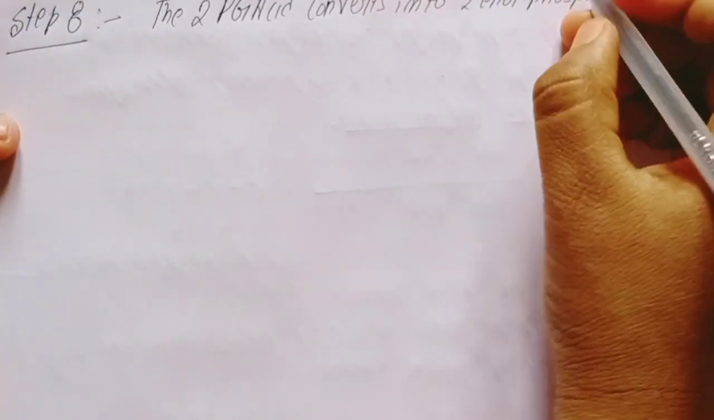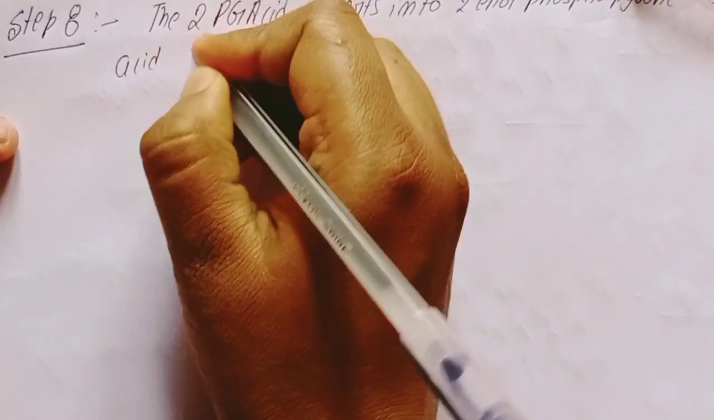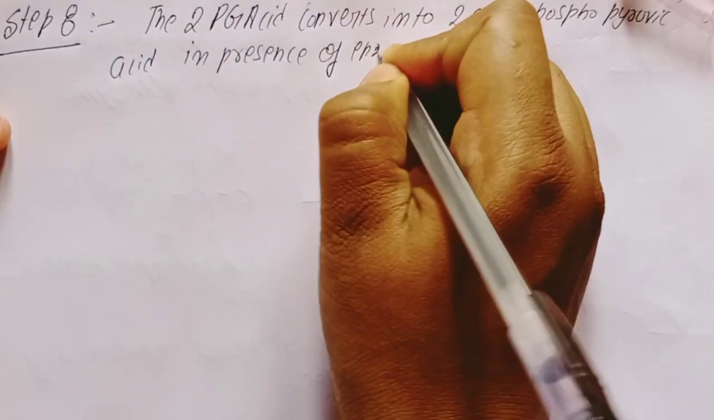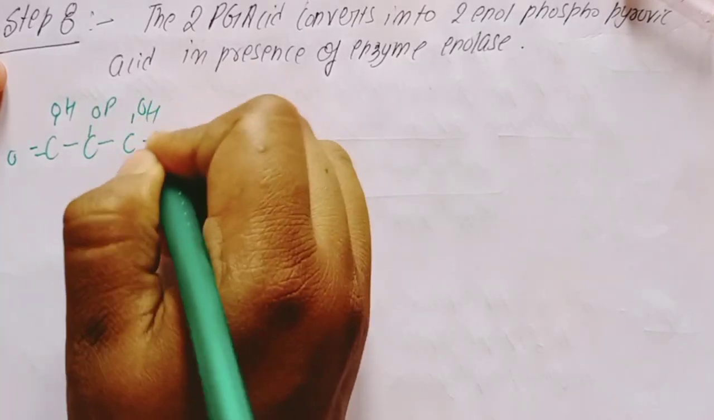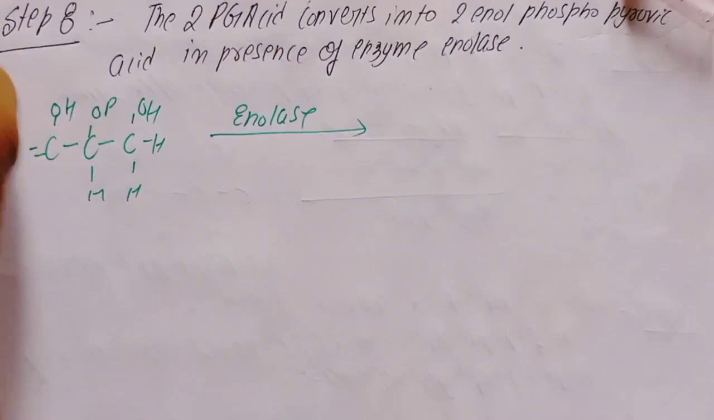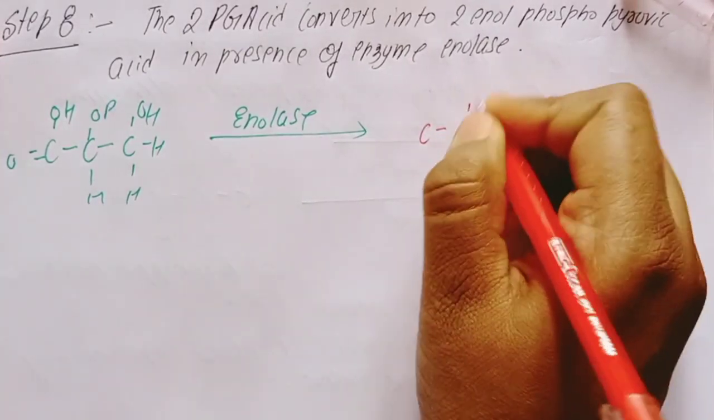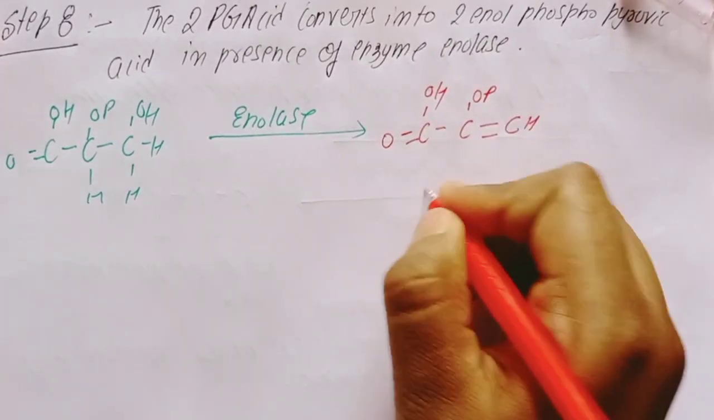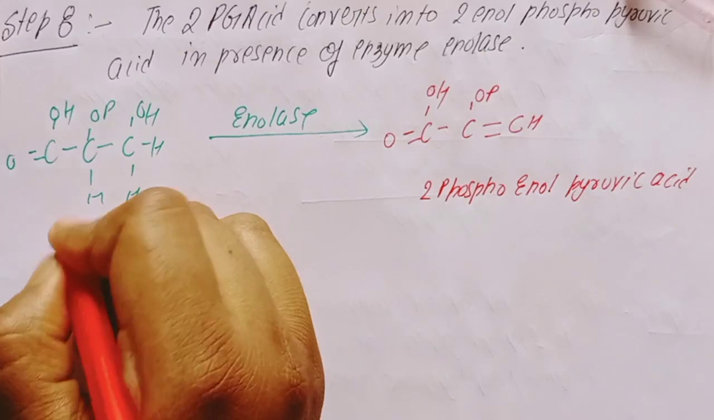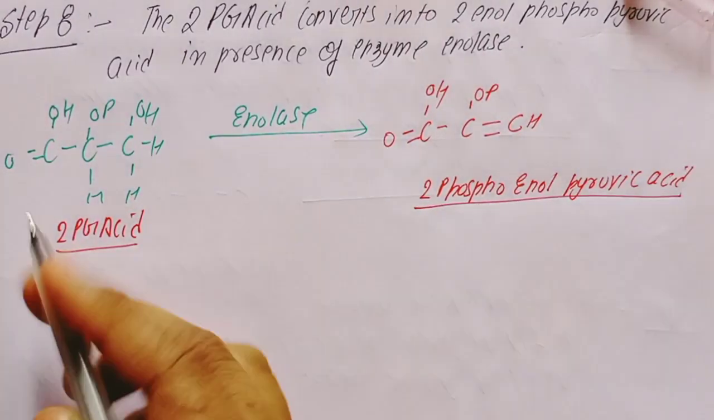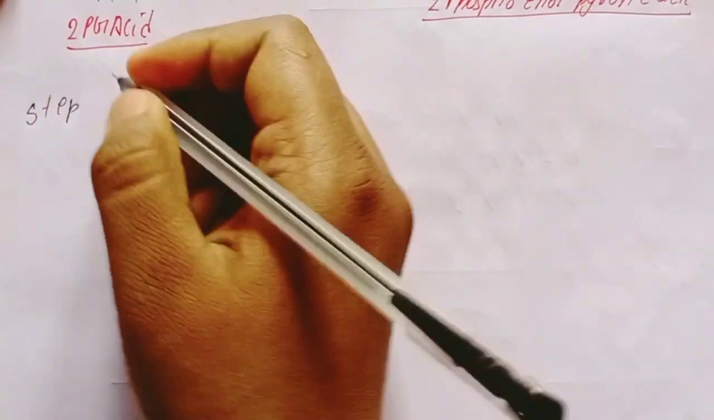The second last step of glycolysis is the removal of water from 2-phosphoglyceric acid, which creates a high energy enol phosphate linkage, catalyzed by the enzyme enolase. Here, 2-phosphoenol pyruvic acid is formed from 2-phosphoglyceric acid by the enzyme enolase. It is the second last step of glycolysis, and now the last step.